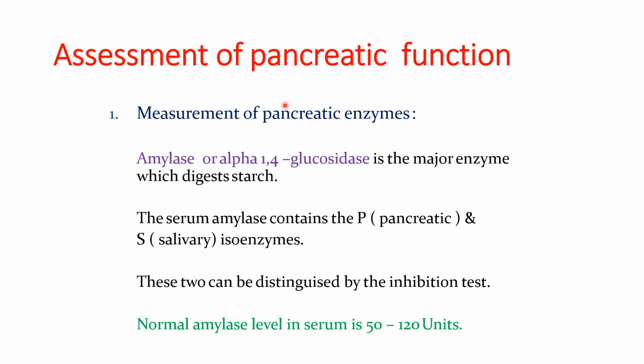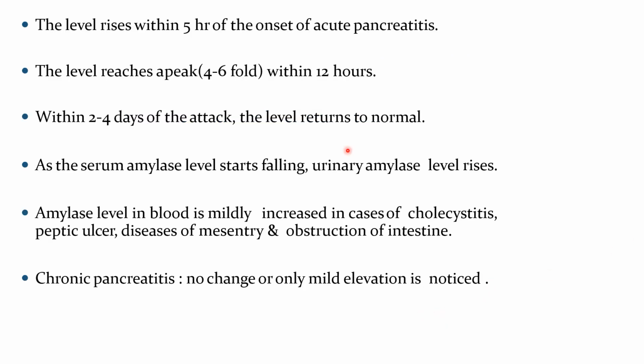First of all, we will see the measurement of enzymes. Amylase, or alpha-1,4-glucosidase, is the major enzyme which digests the starch of carbohydrates. It contains the P and S, pancreatic and salivary, isoenzymes. These two can be distinguished by inhibition test. The normal amylase level in serum is 50 to 120 units. The level rises within 5 hours of onset of acute pancreatitis. So this is the most important condition for the estimation of serum pancreatic amylase levels.